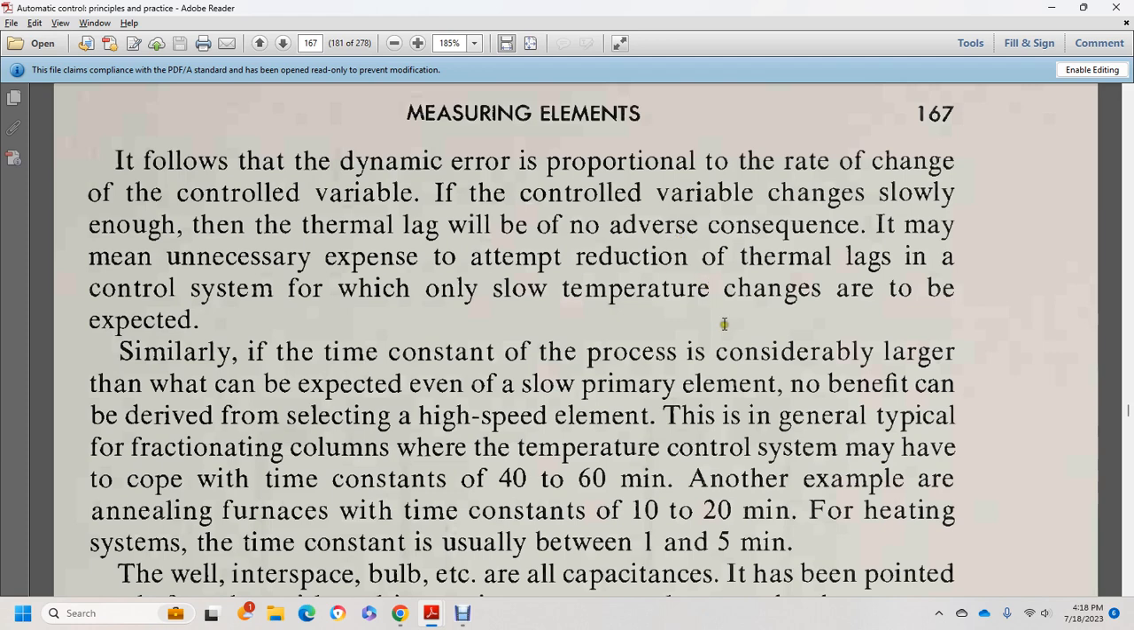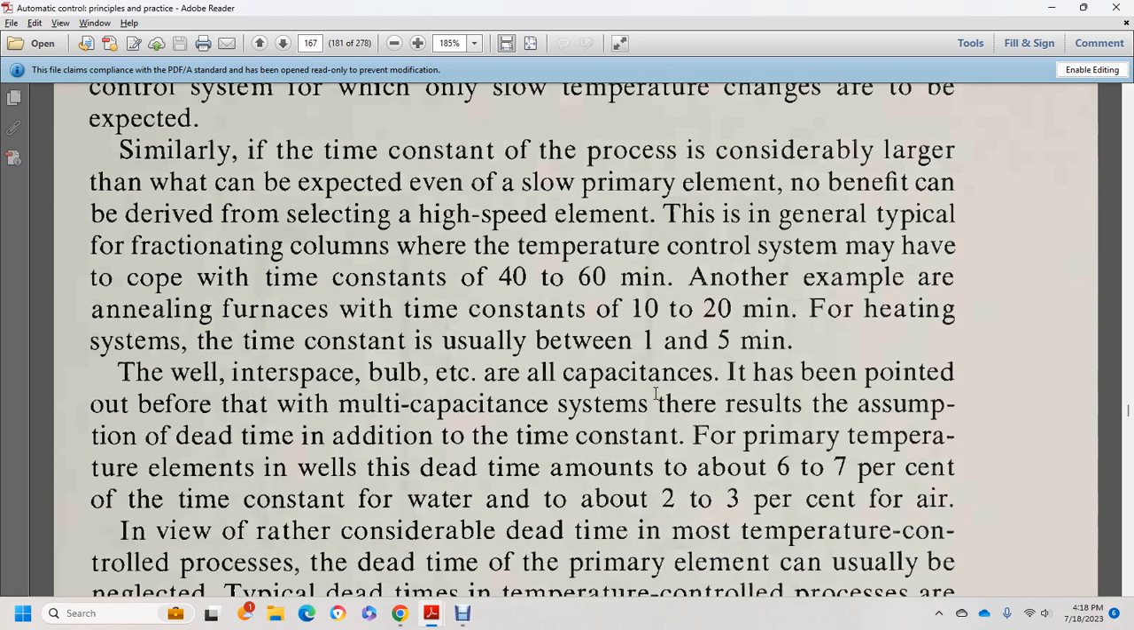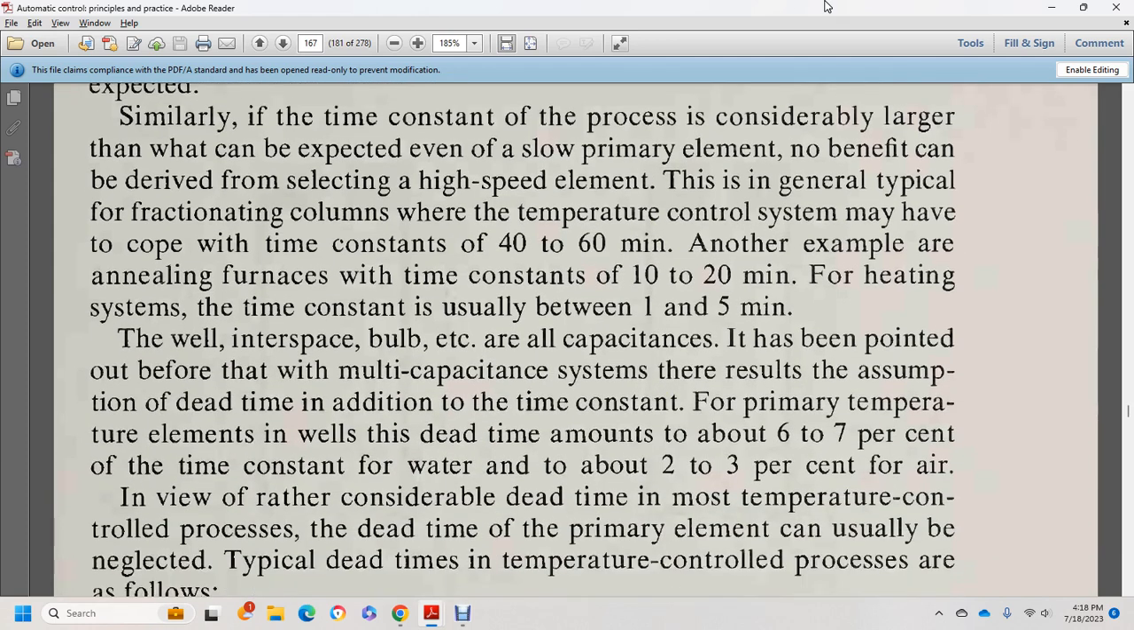System time constant is usually between 1 to 5 minutes for the well in space with the bulb at full capacity. It has been pointed out before that with the multiple-case system, the result of the assumption of the dead time is in addition to the time constant for the primary temperature elements as well, and the well dead time amounts to 6 to 7% of the time constant for the well, and to about 2 to 3% of the air.